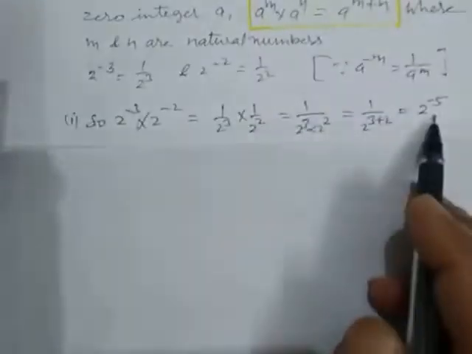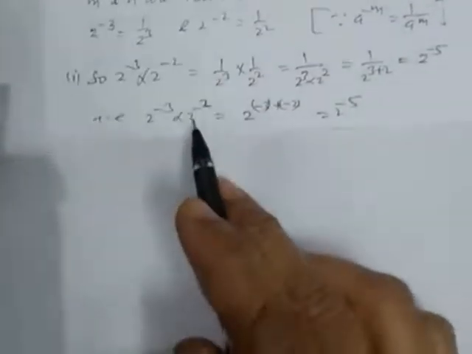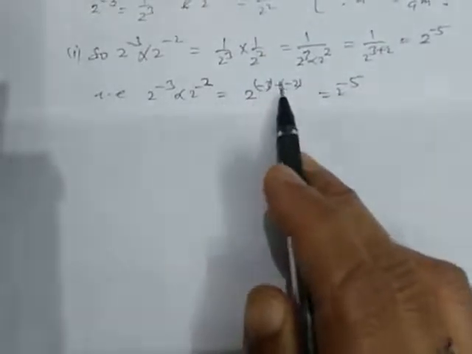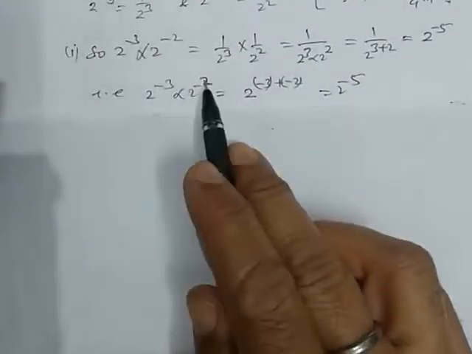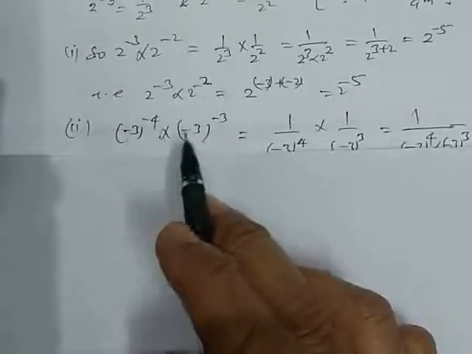So directly we can check it. That is 2 raised to the power minus 3 into 2 to the power minus 2 is 2 power minus 3 plus minus 2. The powers are adding, so we get 2 raised to the power minus 5. And this way we can solve the other questions also.